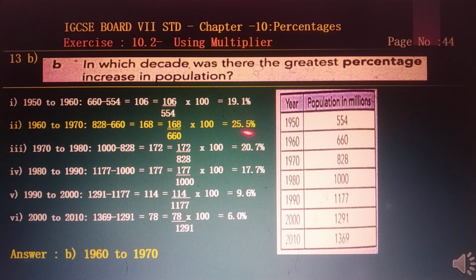Here, the yellow color I mentioned, 25.5%, is the highest percentage increase in the population in millions. Greatest percentage increase in the population, that is the final answer, 1960 to 1970. Remaining all are 20, 17, 9 and 6% and finally 19%. The final value is 25.5%. That is the highest percentage increase in population.